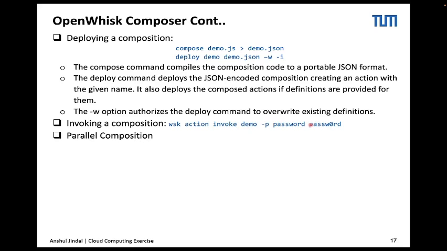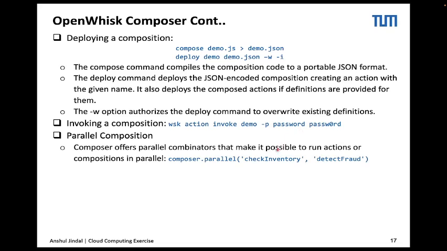I briefly mentioned previously that we have the if combinator. The other combinator is the parallel composition. If you want to run two functions in parallel, you use this particular combinator over here. Then these two functions, like check inventory and detect fraud, would be called in parallel by the composer function itself.